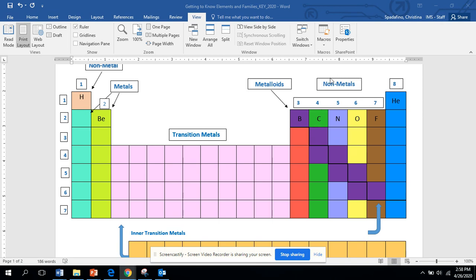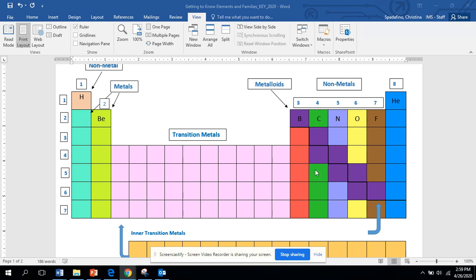Go ahead and write non-metals. And then you're going to also write metalloids. Now, metalloids, we'll get into what those are. You write metalloids, put a little arrow, and then what I have here in purple, and then you can see there's a thick black line in between. These are our metalloids. So they're not quite nonmetals, and they're not quite metals.